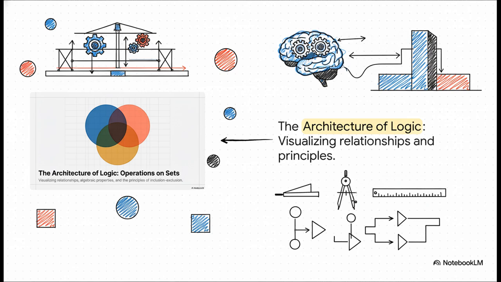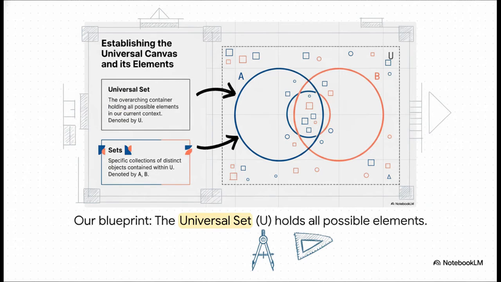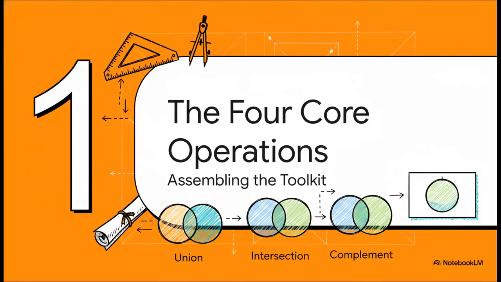So, let's start where any good project does, with the blueprint. You know, every great structure has to start with a plan, right? A defined space. Well, in set theory, this is what we call our universal set, or U. Just think of it as the boundary for our entire project. It's got every single element we could possibly care about for whatever problem we're tackling. And inside this universe, we've got our specific collections, our sets, which we're calling A and B here. This is our canvas.